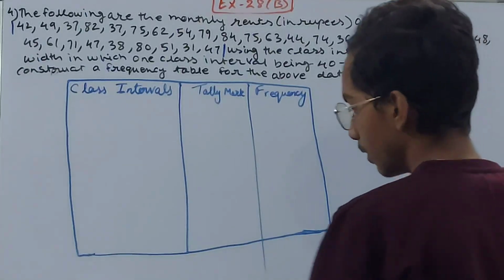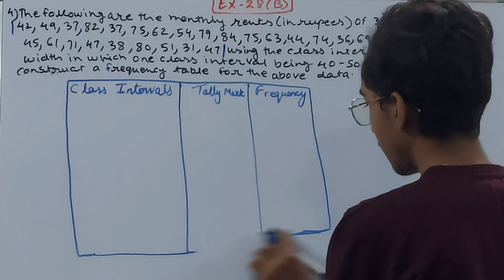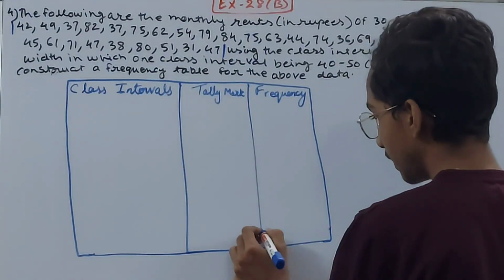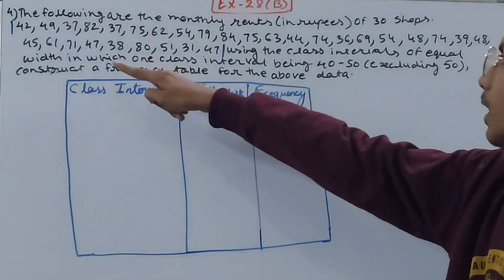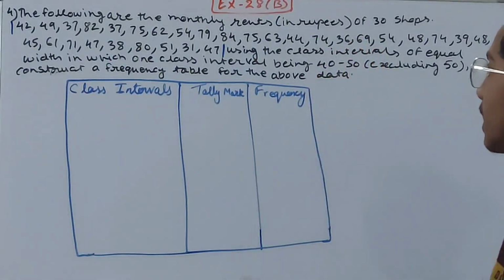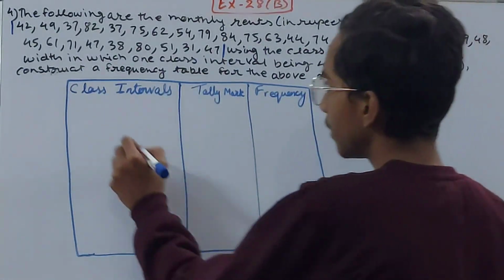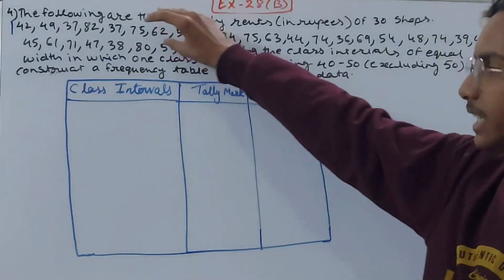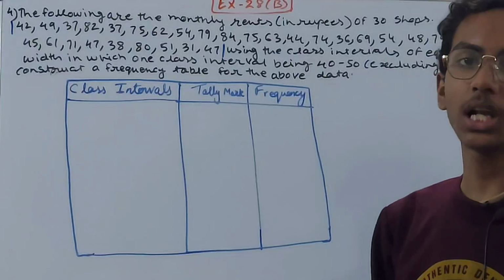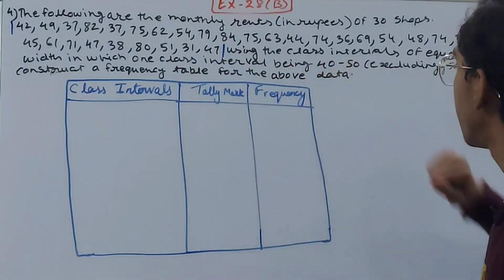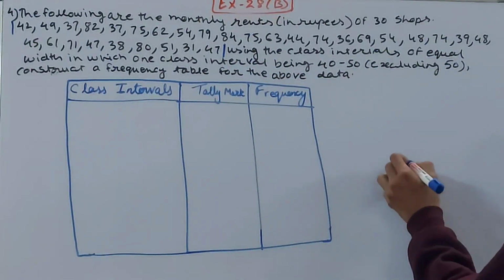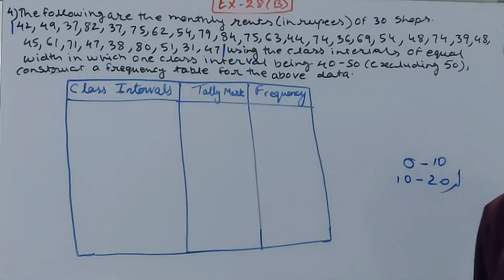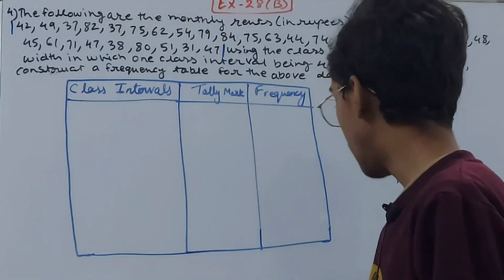Now see here, what are we supposed to do? First of all, it has been said here that we have to take uniform class intervals. Each class interval we will be taking uniform. What does that mean? You have this data, and you have to divide it into class intervals. One class interval is 40 to 50. Do you understand what I mean by class intervals? Like 0 to 10, 10 to 20. This is what we have to find out here.